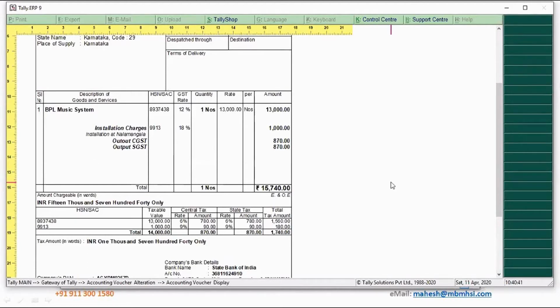Amira asks, how to go back to the transaction after exiting? It is just Page Up, Page Down. On your keyboard, you could use Page Up and Page Down.